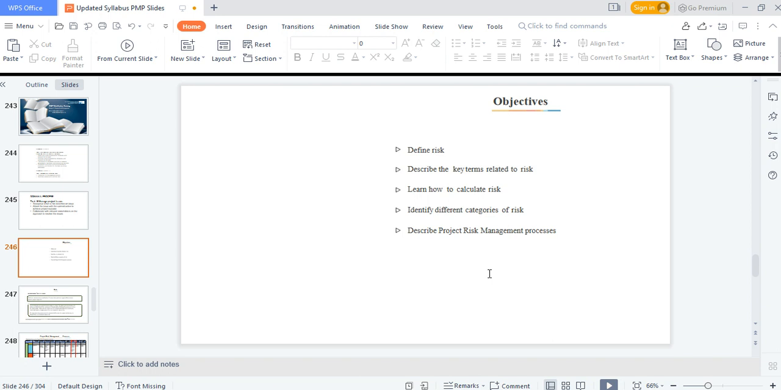We looked at schedule, we looked at scope, we looked at cost, we looked at quality, we looked at communication. We're going to be looking at risks because risks is very critical, risks is very important. We want to see, how do we define our risks? What are the key terms related to risks? How do we even calculate our risks? Our risk can be quantitative, our risk can be qualitative, right?